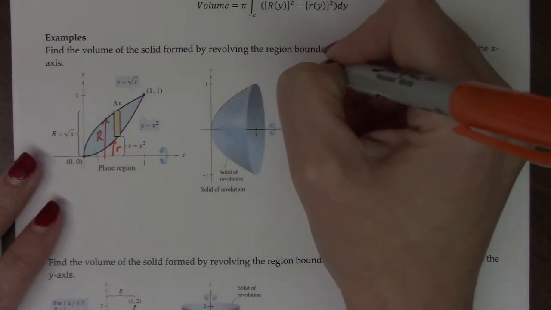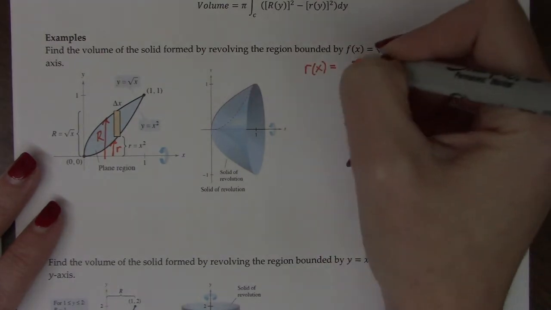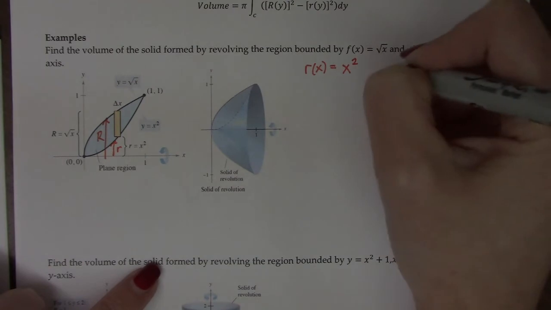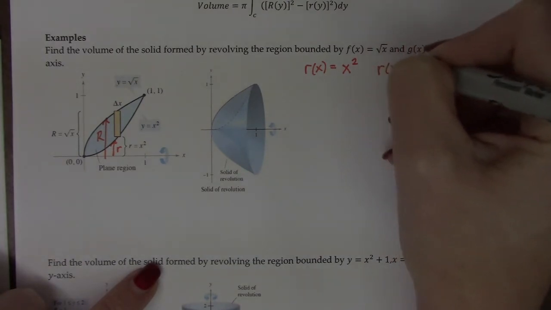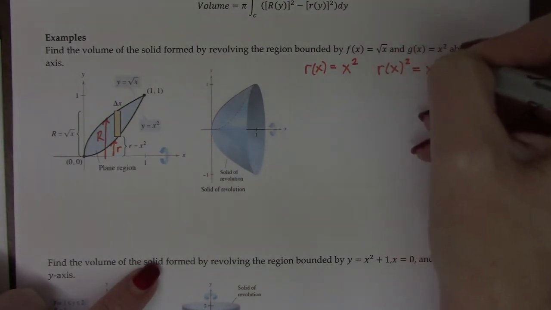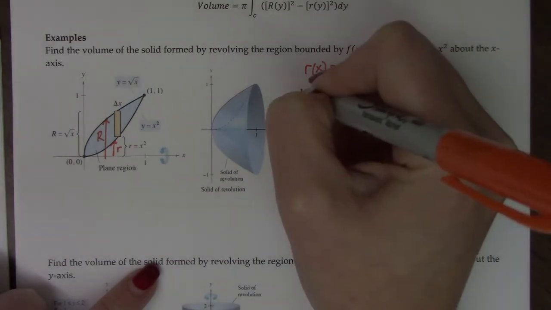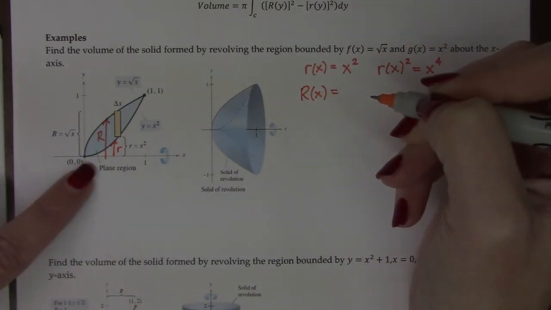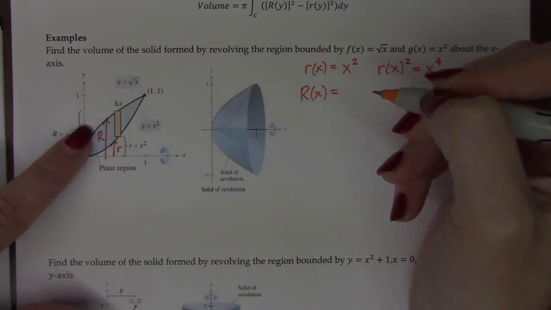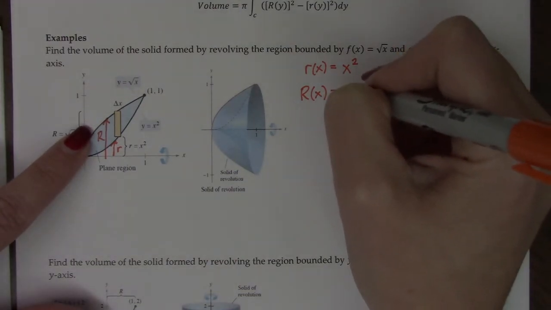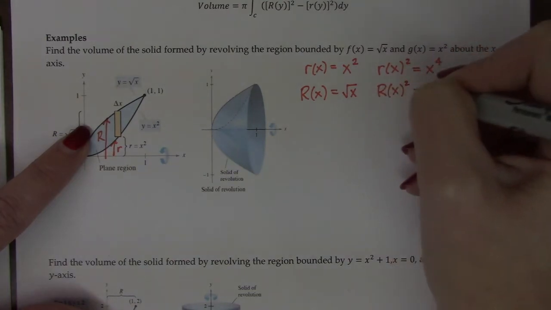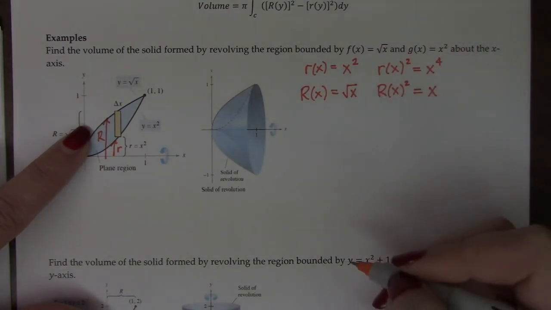So little r of x is measured up to the line y equals x squared, so that's just going to be x squared. When we square that, it turns into x to the fourth. Big R of x is measured from the axis of rotation all the way up to the outer function, which was the square root of x. When we square that, we just get x.